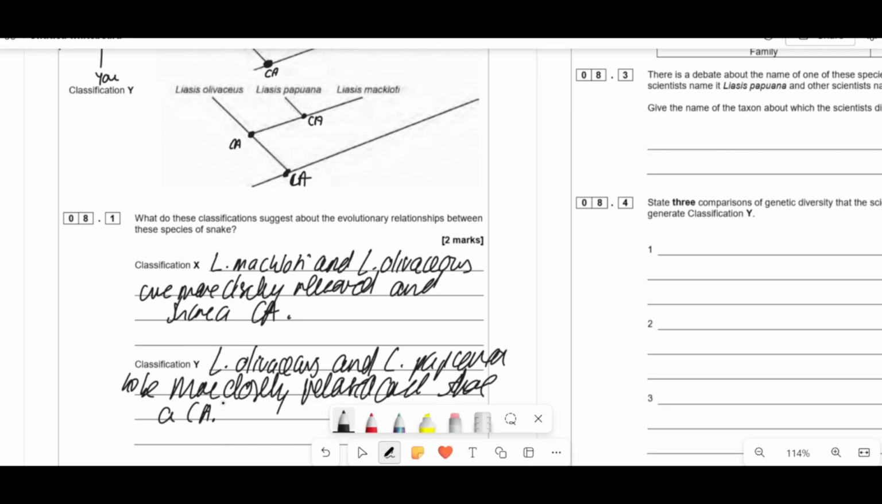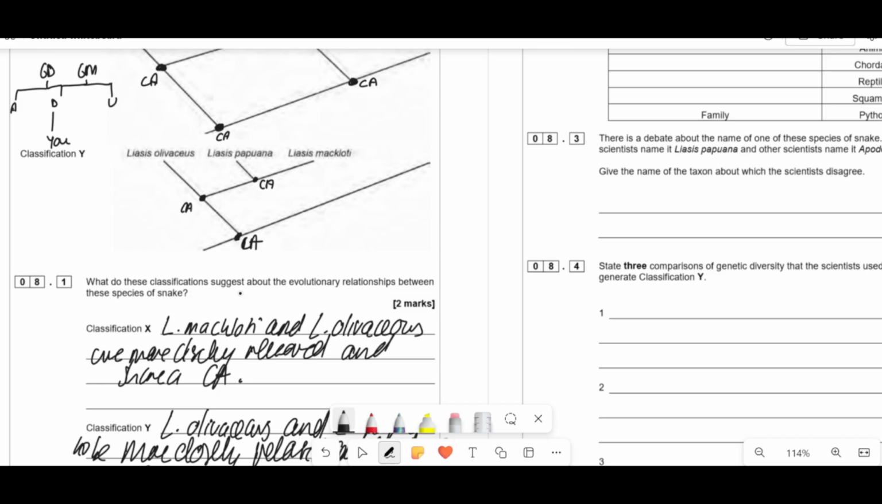That's all they care about. They do not care about anything else, right? Just look at what the question's saying: suggest about the evolutionary relationships. Evolutionary relationships is all about how closely related they are. Do they share a common ancestor? How soon ago did they branch out?